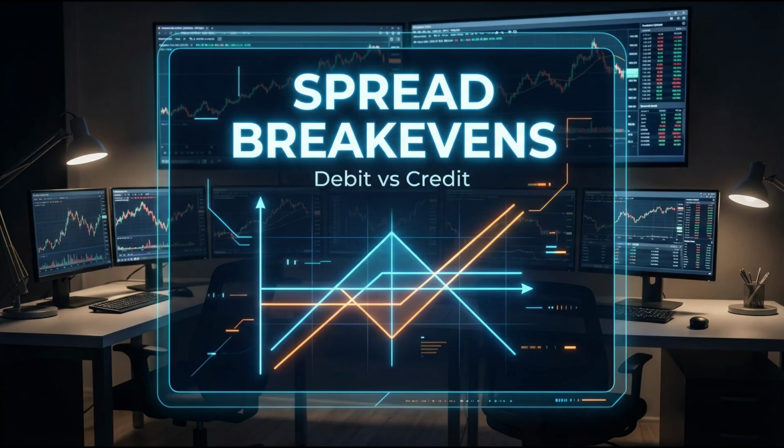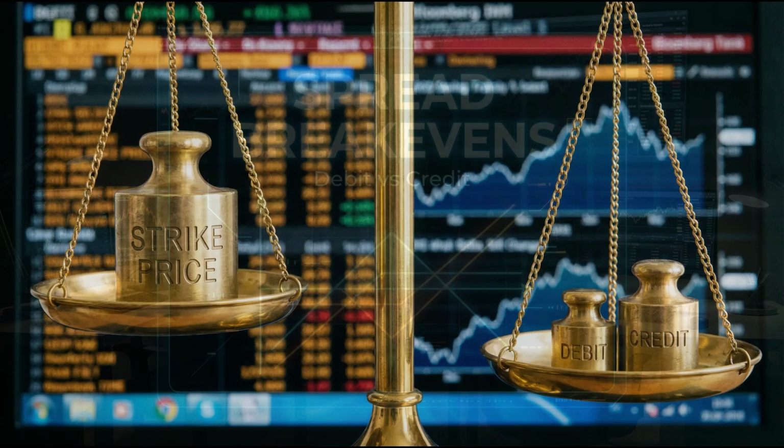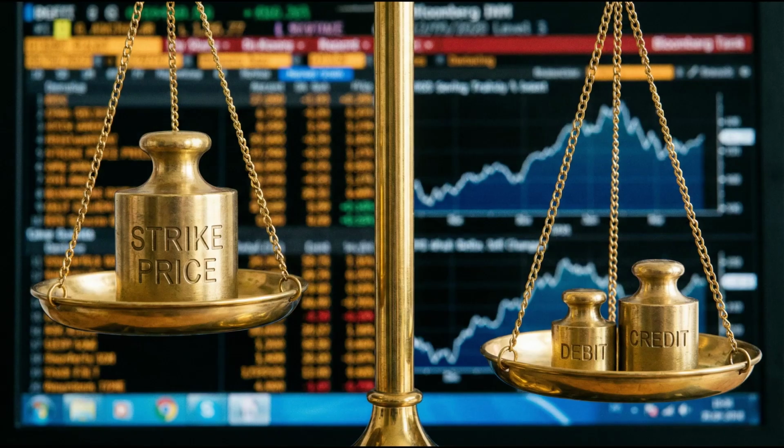In this video, we'll calculate the precise break-even points for debit and credit spreads. Unlike the single-leg options we discussed in Phase 1, spreads involve two contracts working simultaneously, which alters your zero-profit line. Your break-even isn't simply the strike price plus premium. It is the specific price level where the intrinsic value of your position equals the net price paid or received. Understanding this exact level is crucial for determining your true probability of profit before entering the trade.